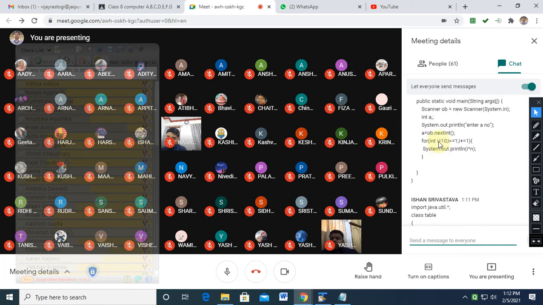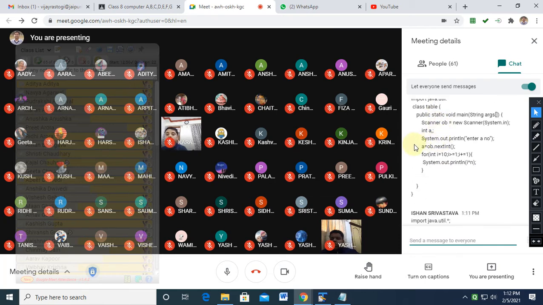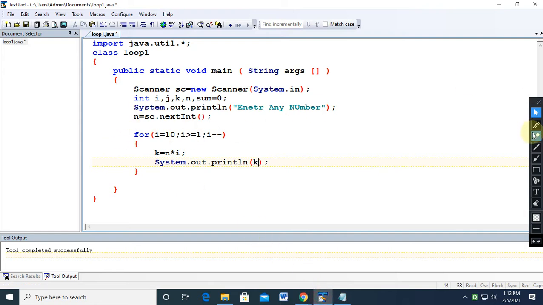Ishan, only I got your answer. Rudrakshi, yours is wrong, beta. Please look here. If the starting point is bigger and the last point is smaller, again I am repeating, please pay attention everyone, always here in the test condition you must use less than or greater than equals to, and in that case we need to use I minus minus. Am I clear?